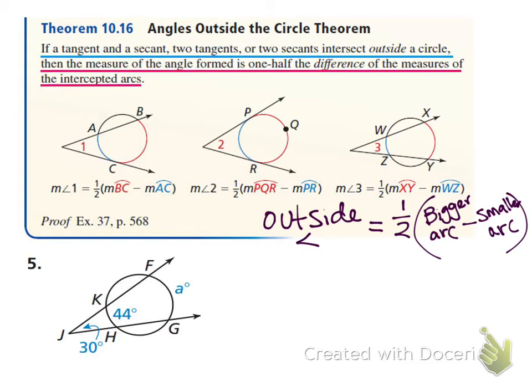If you want to take one of your highlighters, we can highlight where the bigger arc is. It is still the intercepted arc, the arc between the two rays of the angle. And then your smaller arc with your second color.